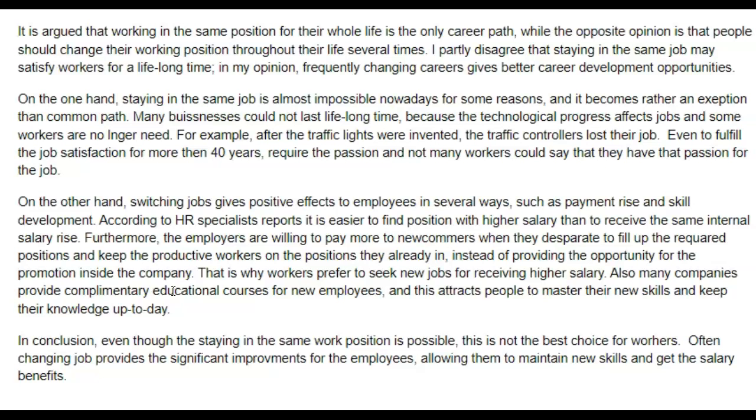In conclusion, even though staying in the same work position is possible, this is not the best choice for workers, I think. Often changing job provides the significant improvements for employees. Get rid of the, allowing them to maintain new skills and get the salary benefits. All right, get salary benefits and not maintain, but gain new skills.